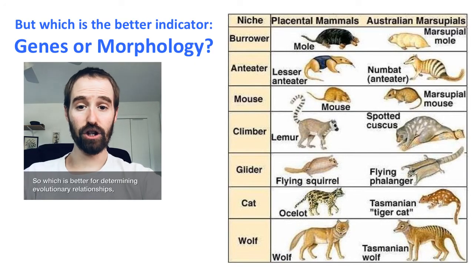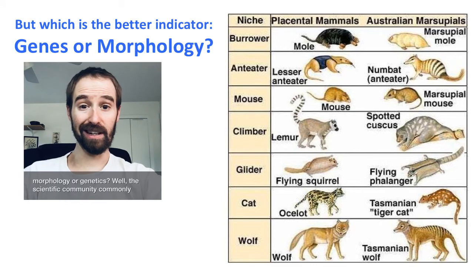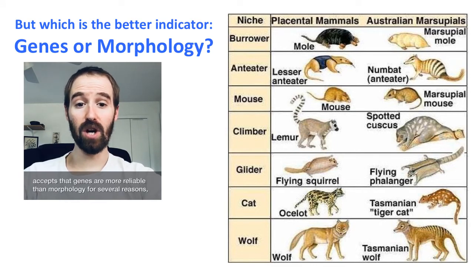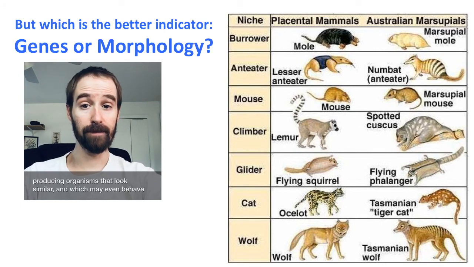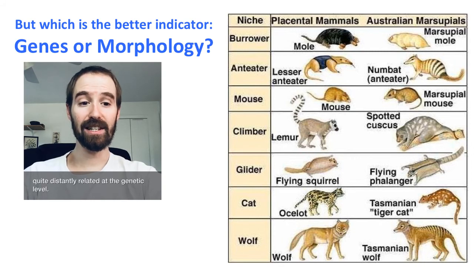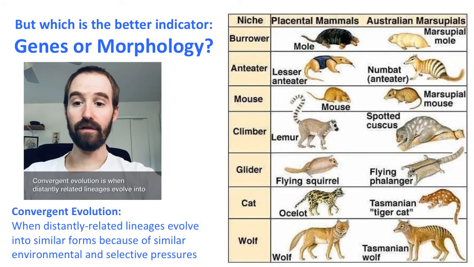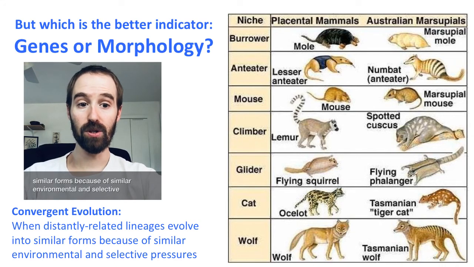So which is better for determining evolutionary relationships, morphology or genetics? Well, the scientific community commonly accepts that genes are more reliable than morphology for several reasons, not the least of which is the fact that convergent evolution has a way of producing organisms that look similar, and which may even behave similarly and occupy similar niches in their environment, but which are quite distantly related at the genetic level. Convergent evolution is when distantly related lineages evolve into similar forms because of similar environmental and selective pressures.